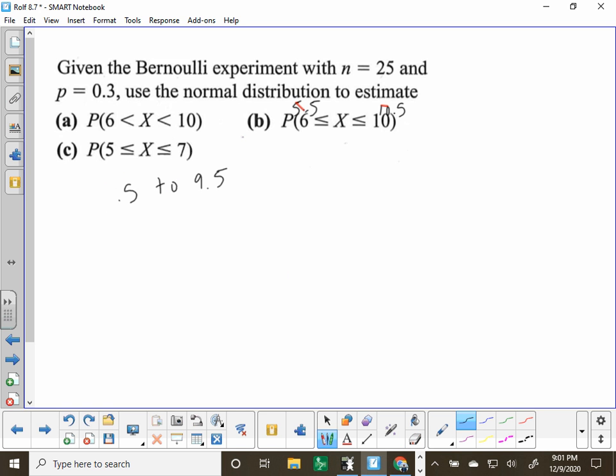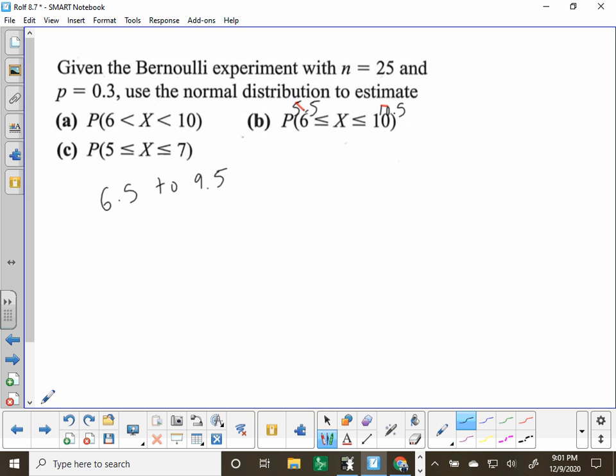6.5. So you've got to be on the top side of it because it says x is greater than 6. You're not at 6, you're going to be above 6 because you're greater. So it's 6.5, and then x is less than 10, so you've got to go below. So it's going to be 9.5.